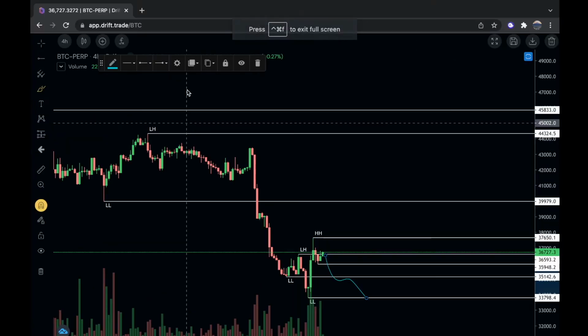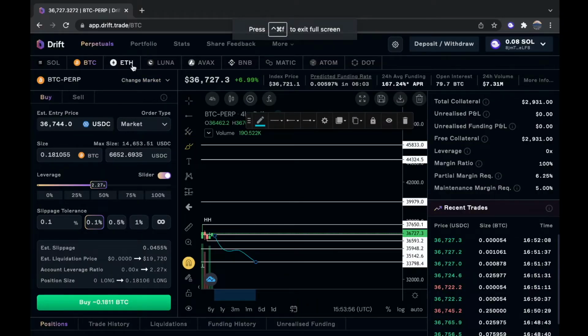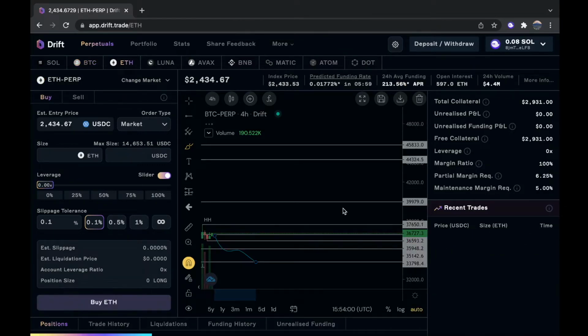So let's move on to another crypto. Let's look at Ethereum.